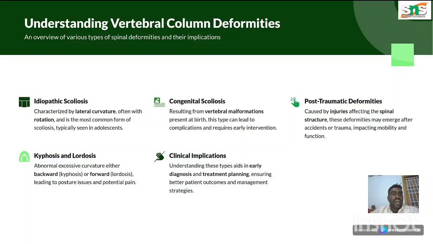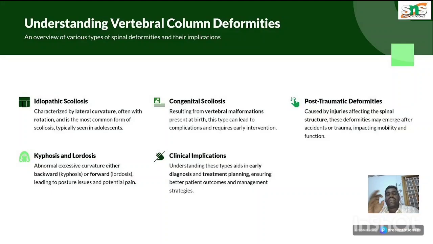So, understanding the vertebral deformities. There are various types of deformities: lordosis, kyphosis, scoliosis, congenital scoliosis, idiopathic scoliosis. Idiopathic scoliosis is characterized by the lateral curvature of the spine, often with rotational movement of the vertebrae, and is the most common form of scoliosis, typically in the adolescent period.